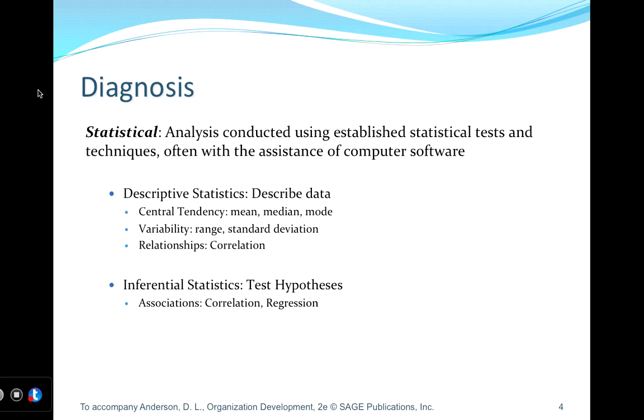We could use something called regression. Regression has the power of actually allowing us to make predictions. And not only with one predictor, but we could use multiple predictors.